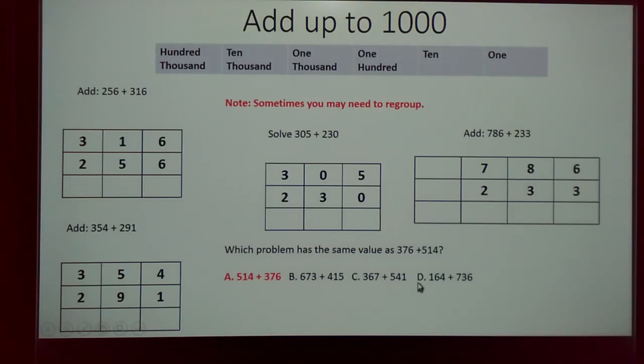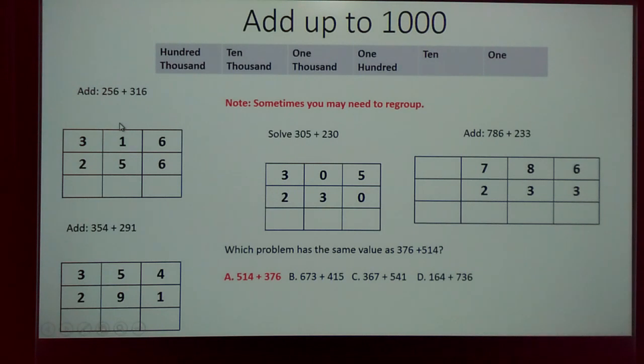Now, add up to 1,000. When you're adding problems like this, the easiest way is to add straight up and down, vertically. You always want to put the largest number on top, and then the smallest number on the bottom. Okay, now, let's look at this one right here. I got 256 plus 316.